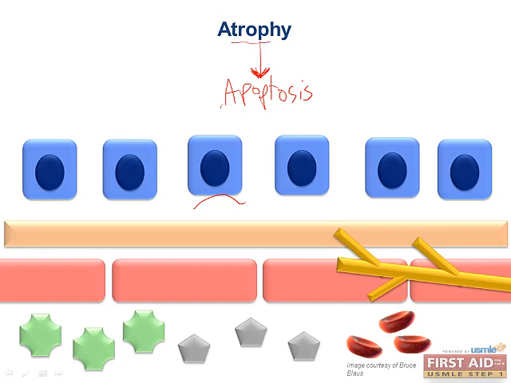And again, atrophy is a shrinking of cell size, and they can lose organelles, and basically they just use enough energy to squeak by. So they're running on the bare minimum.